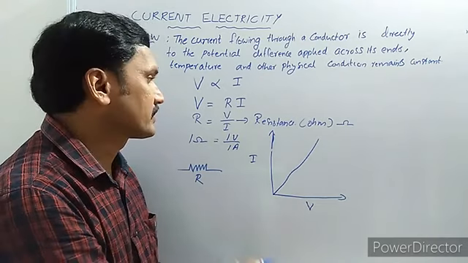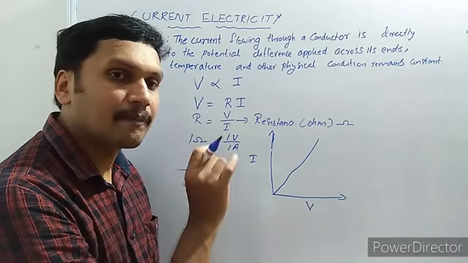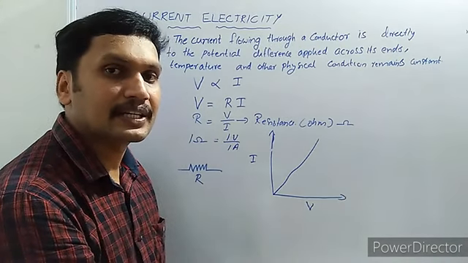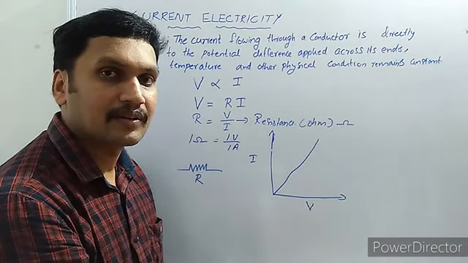And the resistor is nothing but the opposition offered by the conductor to the flow of electric charges through it. Okay, thank you.